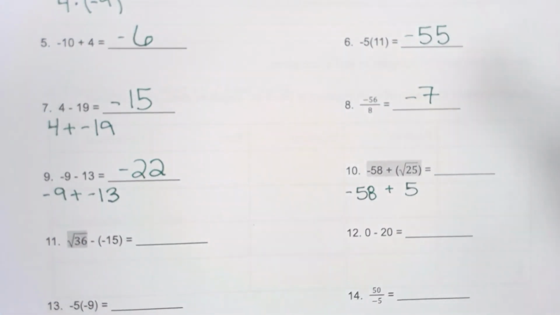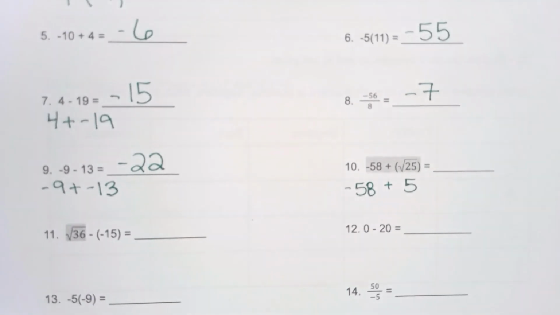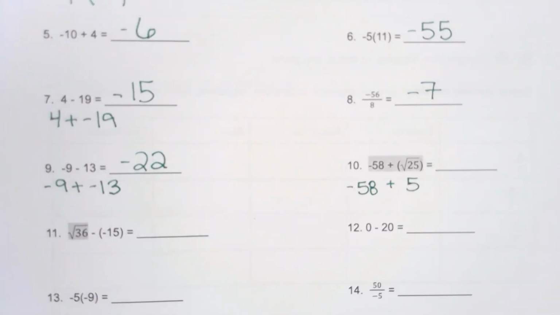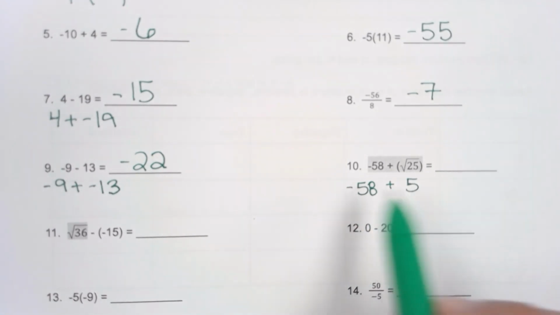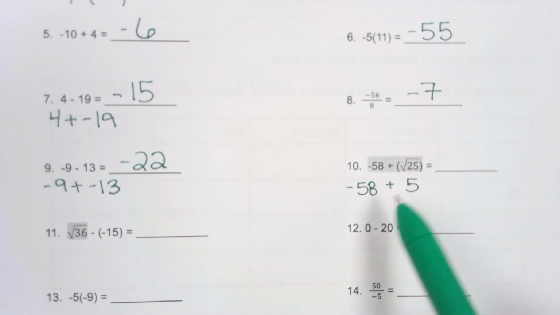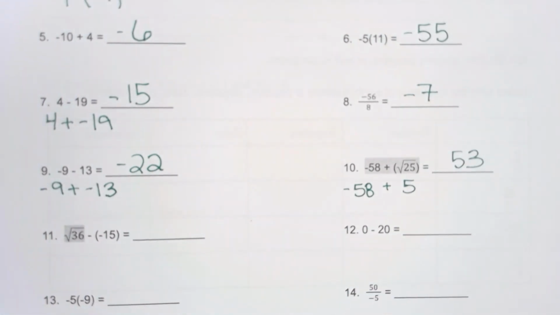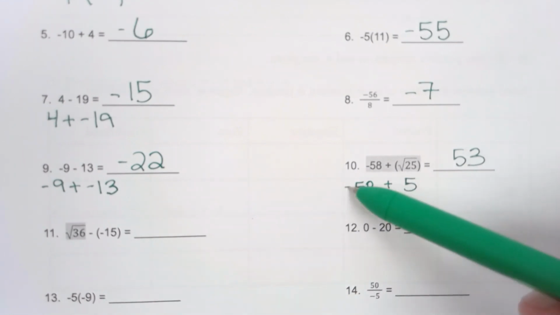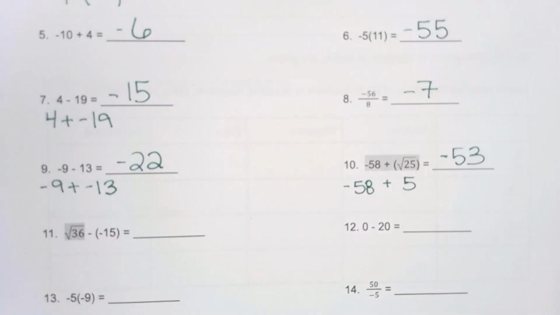So I have negative 58 plus 5. So going back to our adding integer rules, do we have same sign or different signs? We have different signs because I have a negative and a positive. So you subtract the numbers like normal. So 58 minus 5 is going to give us 53. And then you keep the sign of the largest number. So since 58 is greater than 5 and it was negative, our answer is also going to be negative.